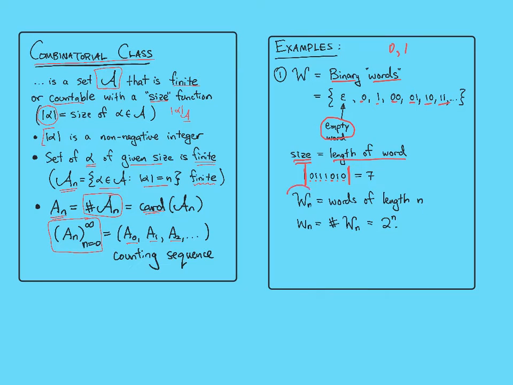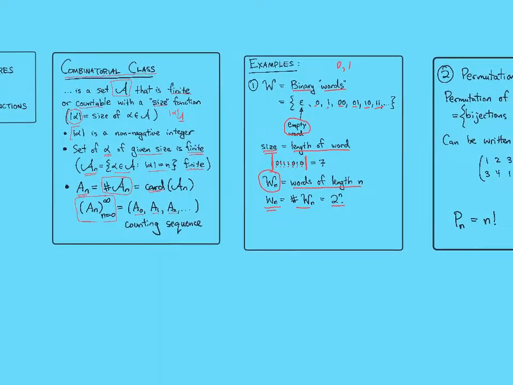And so then this curly W n will be the words of length n. And it's not too hard to convince yourself that the number of words of length n in this binary alphabet is 2 to the n, just because you have two choices for each entry. So you'll just do 2 times 2 times 2 times 2 all the way to the length of the word. Okay, so not too bad.